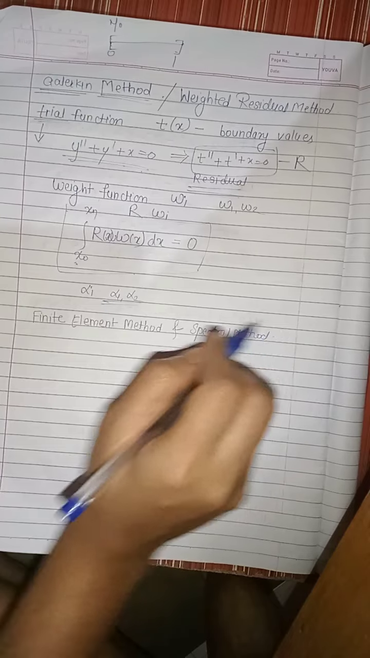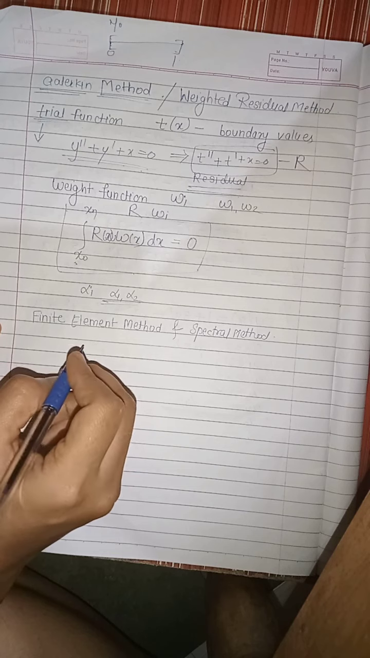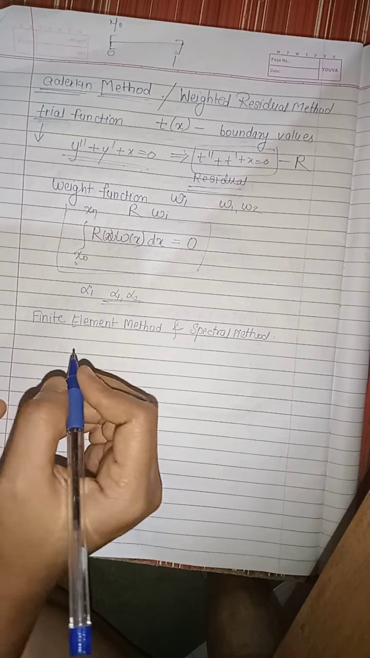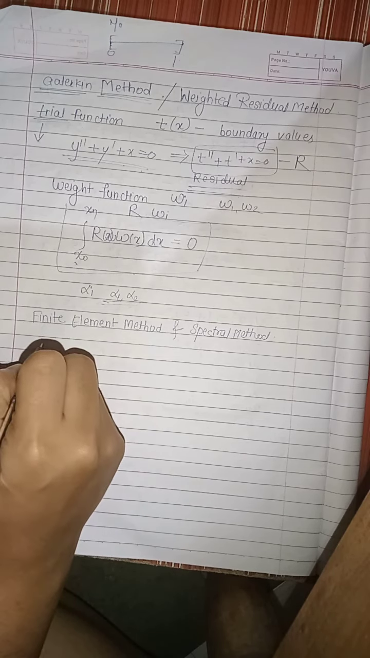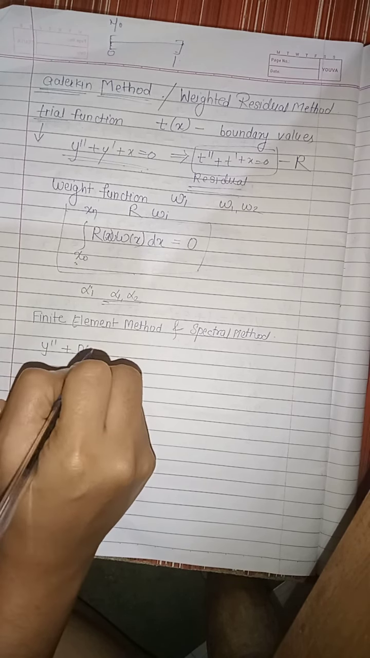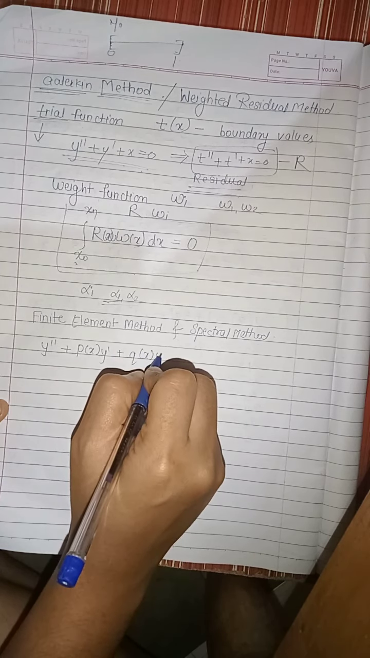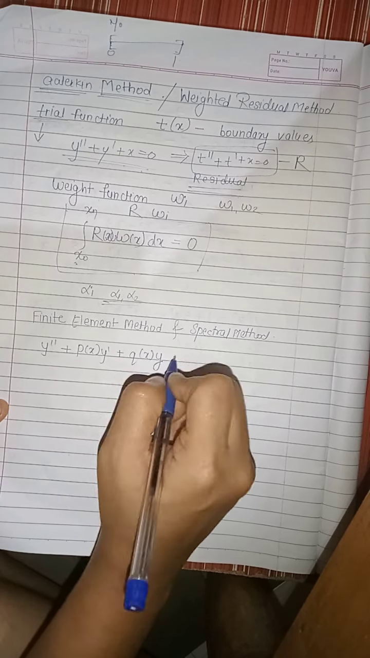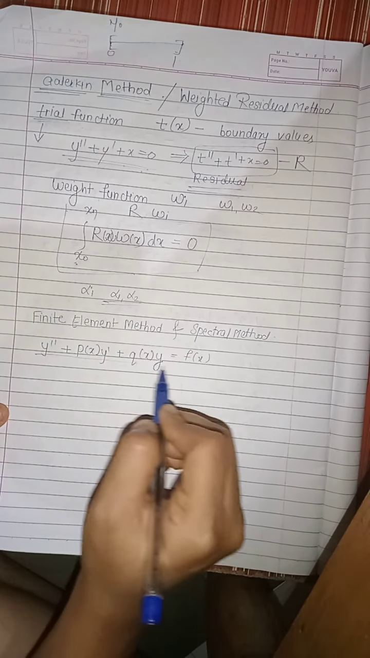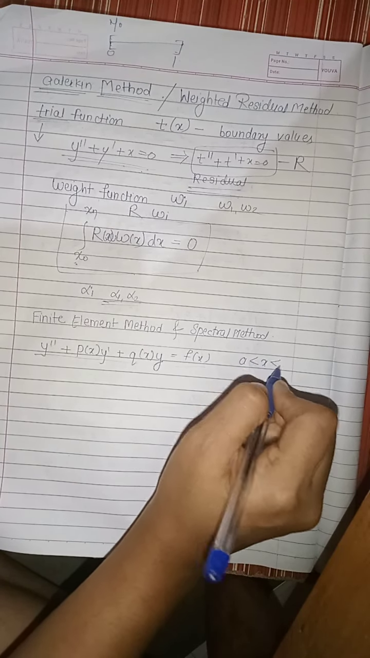Okay, so now let's see one generalized form of what the equations are. Suppose you are given a differential equation. It is in the form of y double dash plus p of x into y dash plus q of x into y equals to f of x. Okay, so this is the given differential equation and x ranges from a to b.